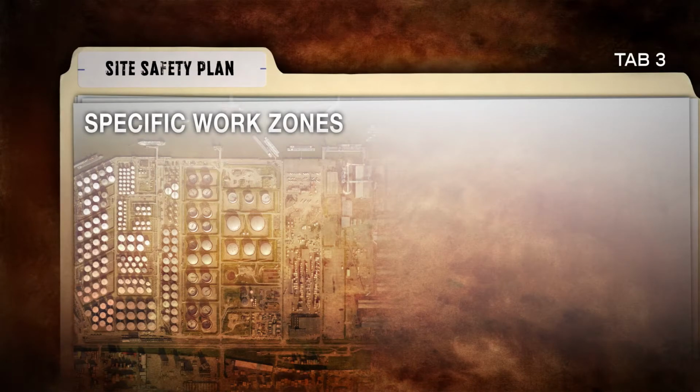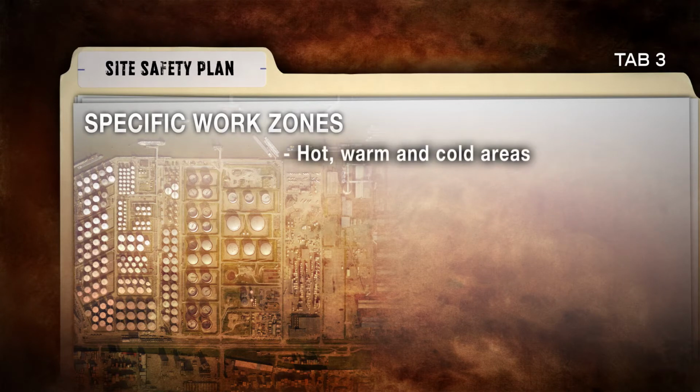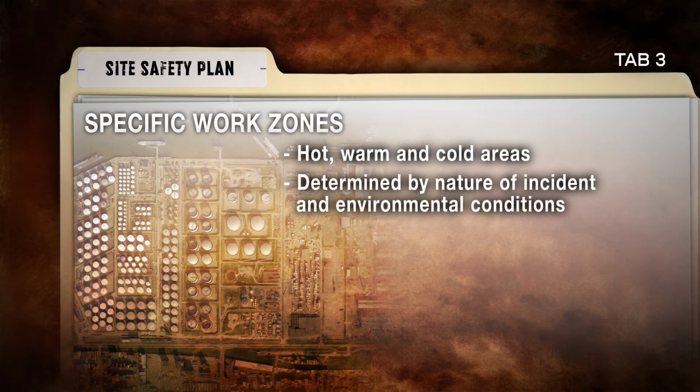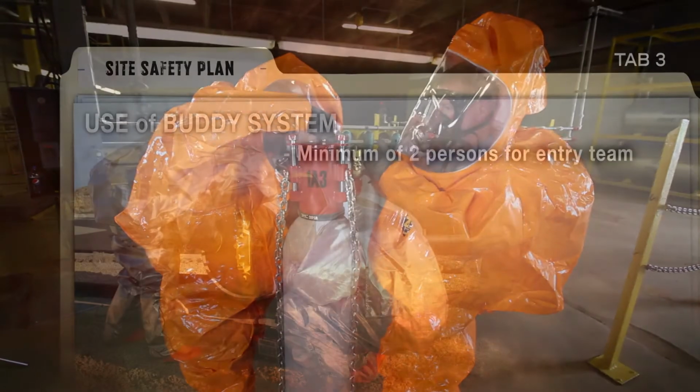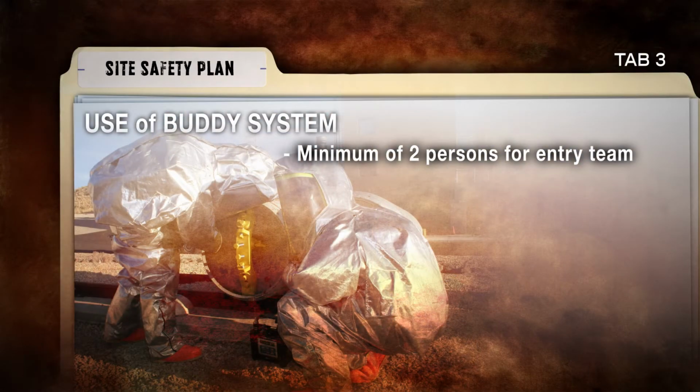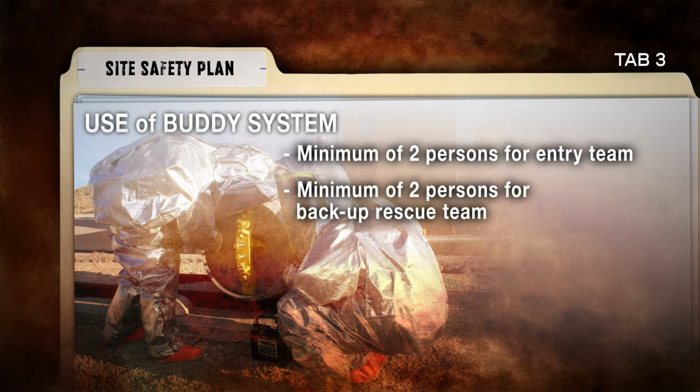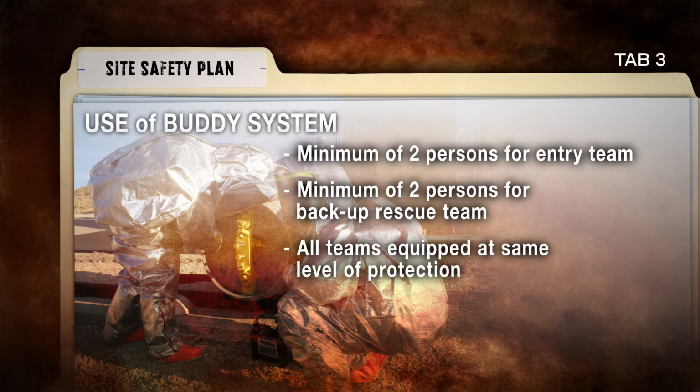Work zones are identified, specifying hot, warm, and cold areas, which are determined by the nature of the incident and environmental conditions. The plan should address the concept of the buddy system, that a minimum of 2 persons are required for each entry team, that a minimum of 2 persons are required for a backup rescue team, and all persons on all teams need to be equipped at the same level of protection.